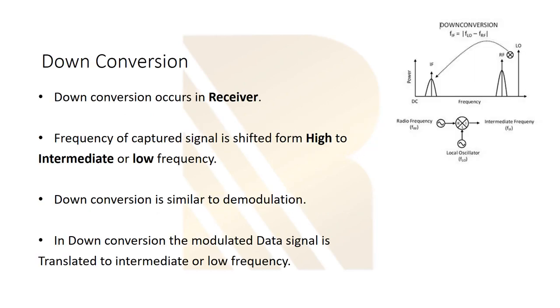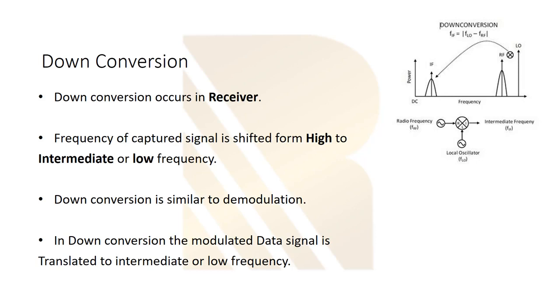So what is happening inside the receiver? We mentioned this in previous courses. We said down conversion occurs in the receiver. What do we mean by down conversion? It means that we shifted the data to high frequency before. Now in the receiver we are doing down conversion. It means that we are going to bring it back to the intermediate or low frequency. So we say the frequency of the captured signal is shifted from high to intermediate or low frequency. And we do this by using a mixer generally.